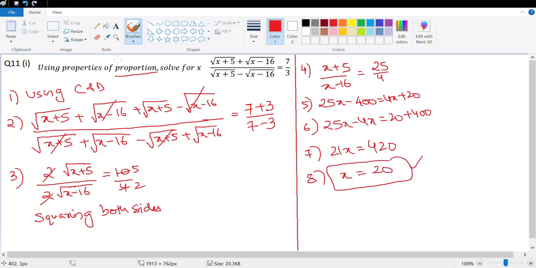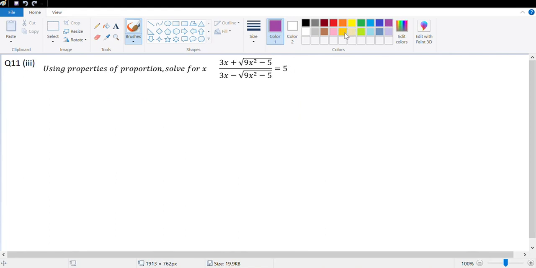Good. Let's look at the next question. The next question that we do is question number 11, part 3. Again, using properties of proportion, solve for x. So let's go ahead and apply componendo and dividendo once again.